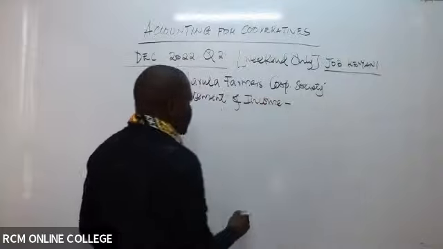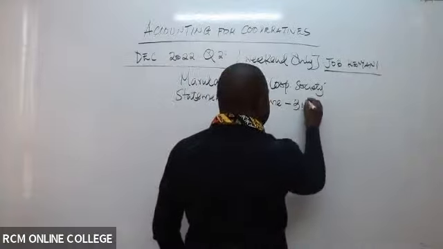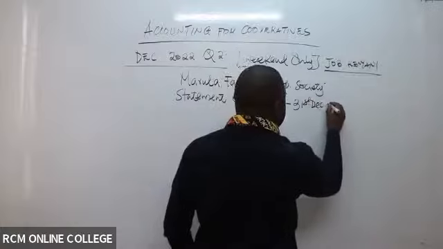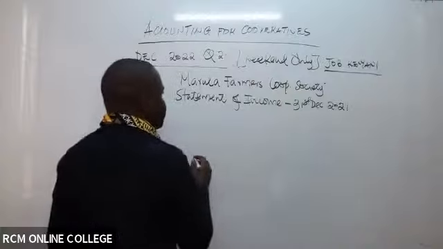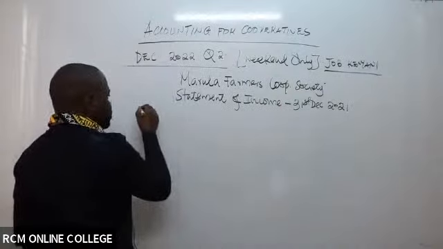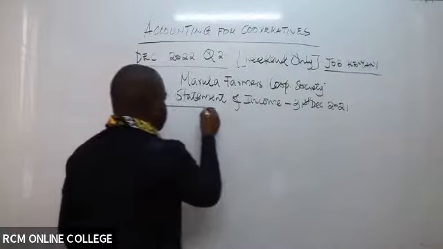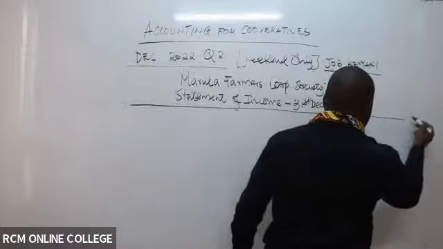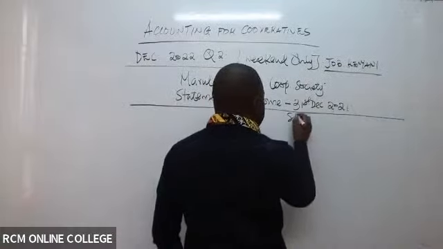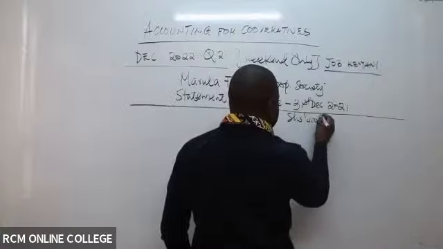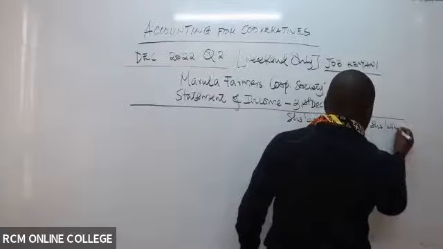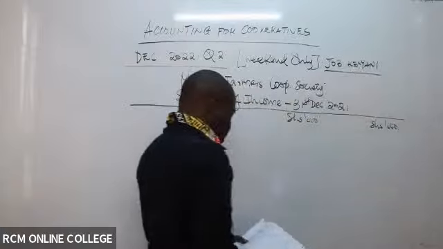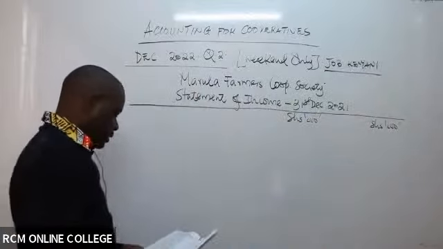It is for the year ended 31st of December 2021. You can put it like that. Then of course, put shillings in thousands.